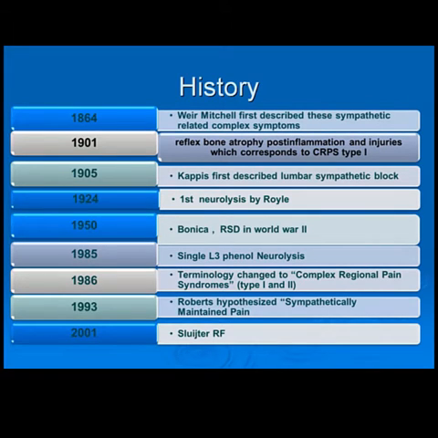And these patients suffer from a chronic pain in the limb that's been injured after the disappearance of the trauma. In 1985, this was the era of a single L3 phenol neurolysis. In 1986, the terminology changed into complex regional pain syndrome, type 1 and type 2. And in 1993, Robert hypothesized sympathetically mediated pain. In 2001, Slaughter introduced the use of radiofrequency in the sympathetic block.